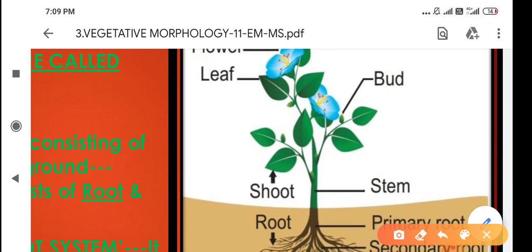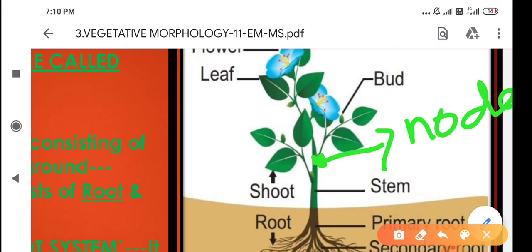Do you know what is node and what is internode? I will tell. In the stem, the region where the leaves arise is called the node region. What is internode? The distance between two nodes is called the internode.